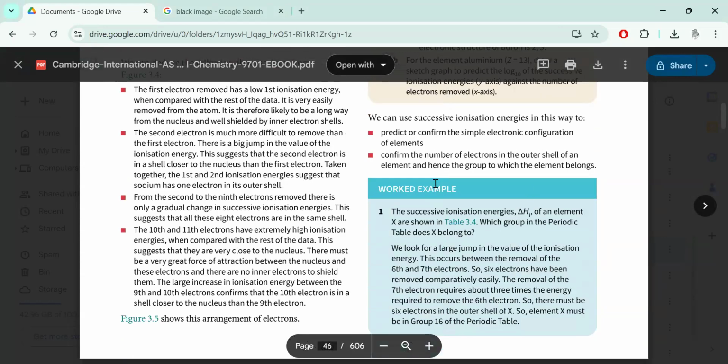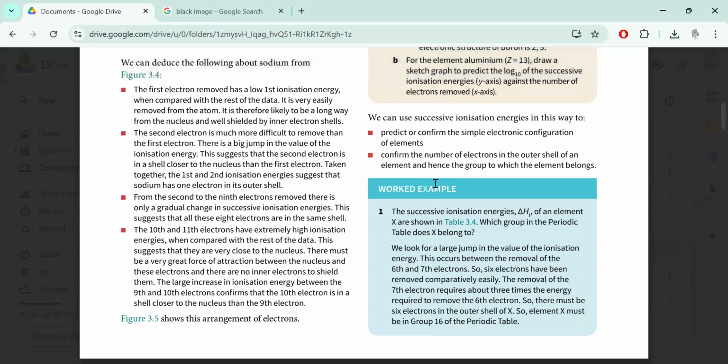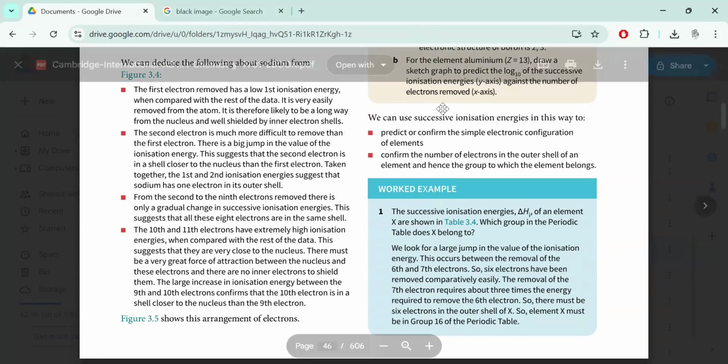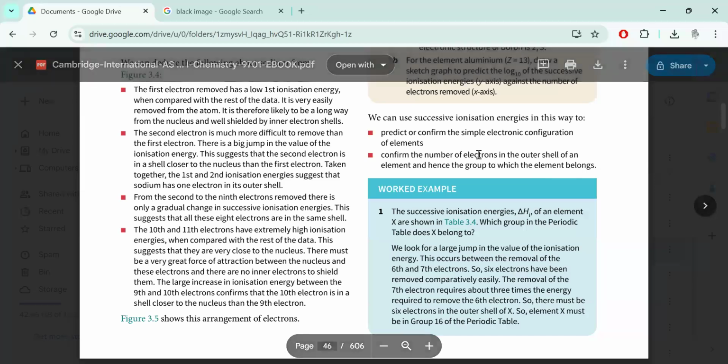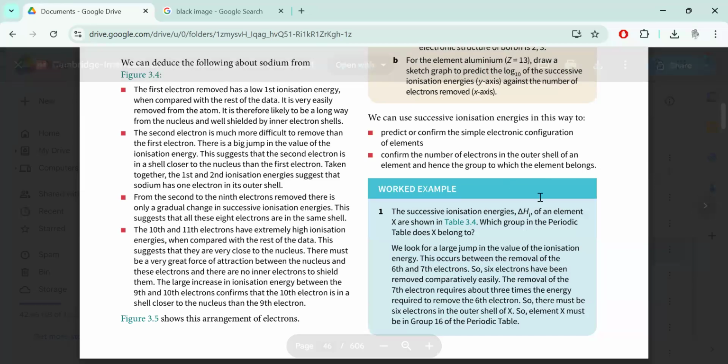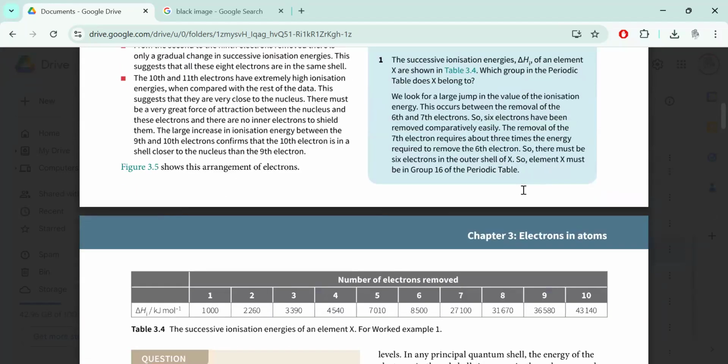Here's a tip. We can use successive ionization energies to predict and confirm the simple electronic configuration and the number of electrons in the outer shell of an element, and hence the group to which the element belongs. Here are our examples. I think you can read this. We're going to move on to the next part.